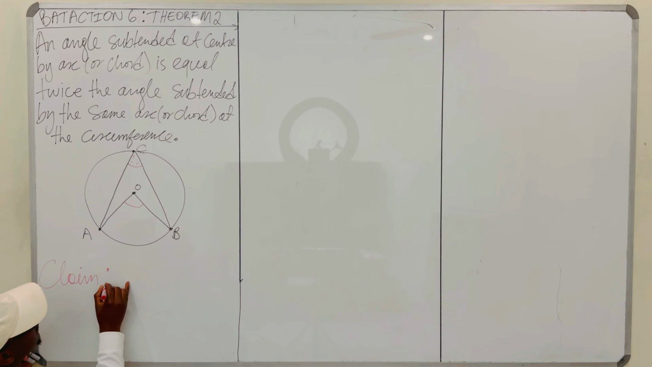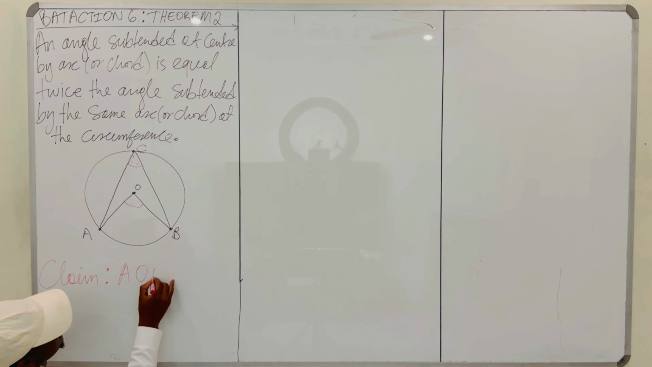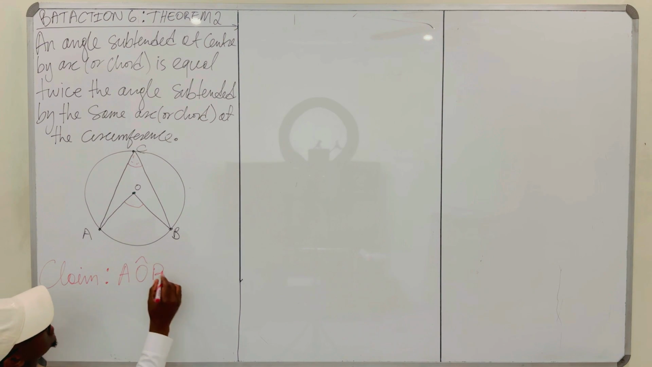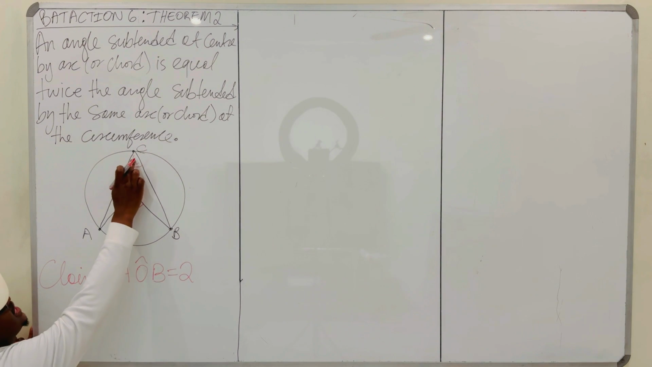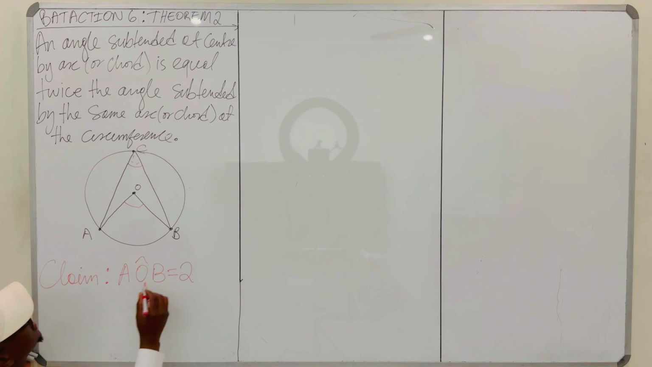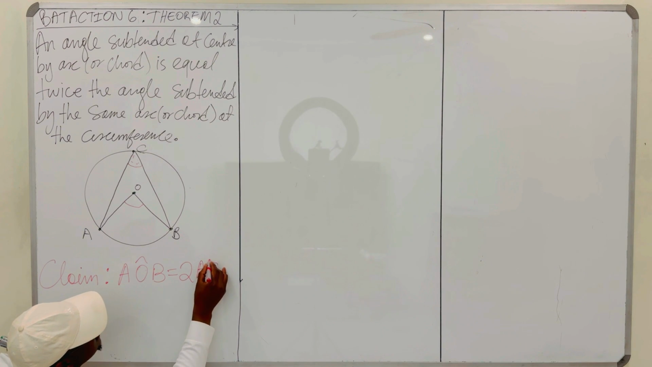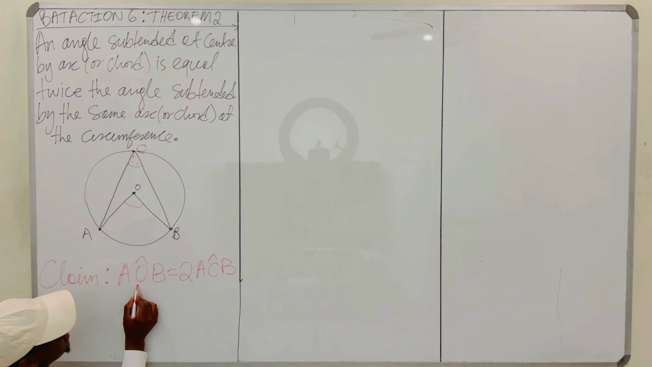We are saying that AOB, which is this angle here, is equal to the double of that angle there, which is angle ACB, which is angle C. This is your angle, that is your angle. That's what we want to prove. Are you with me?